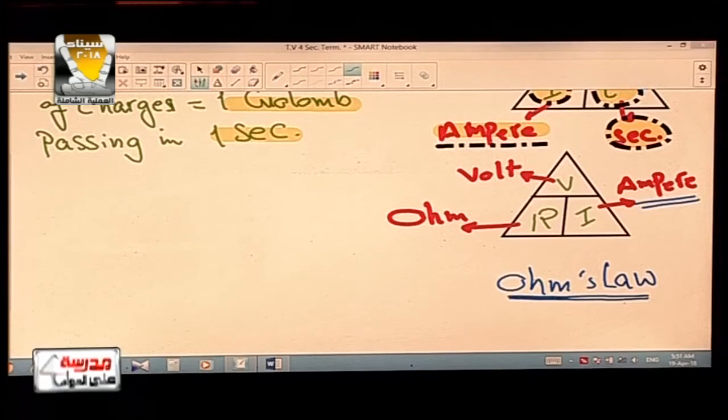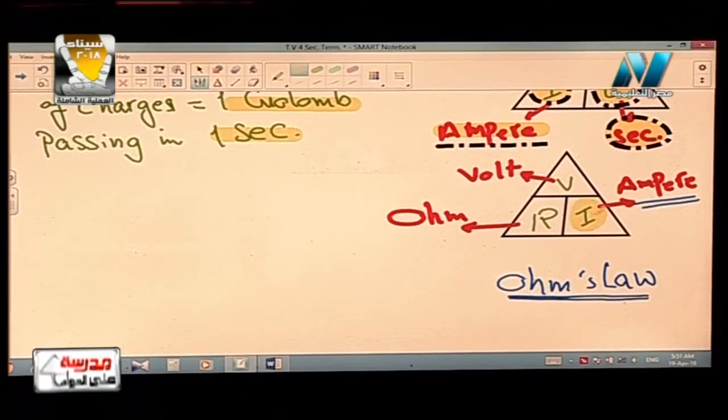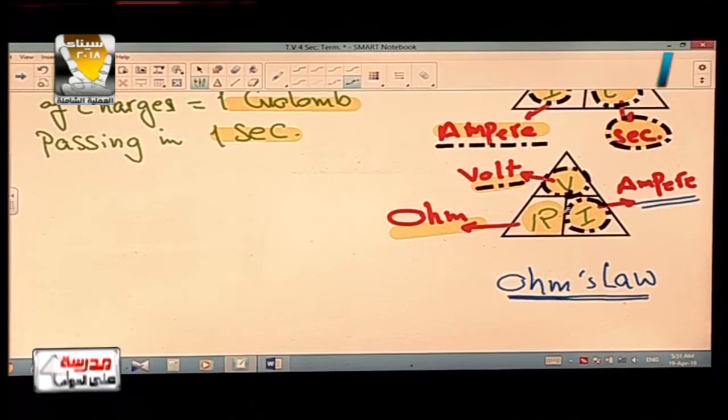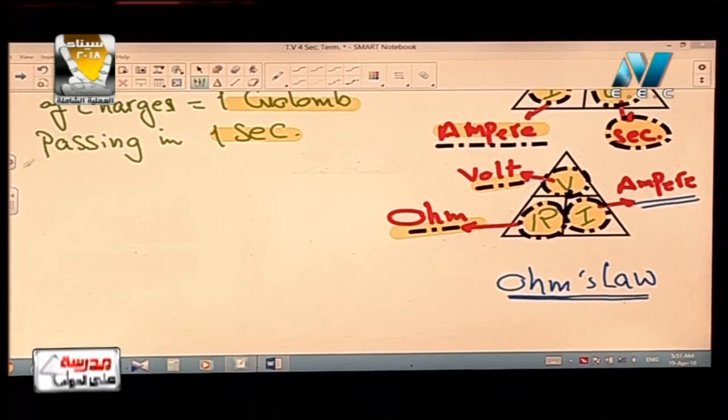I will tell him, ampere is what? It is the current intensity when the potential difference equals 1 volt and the electric resistance equals 1 ohm. Again, what is meant by the ampere? It is the current intensity when the potential difference equals 1 volt and the electric resistance equals 1 ohm. So we can answer here by using the magic triangle of the electric resistance.